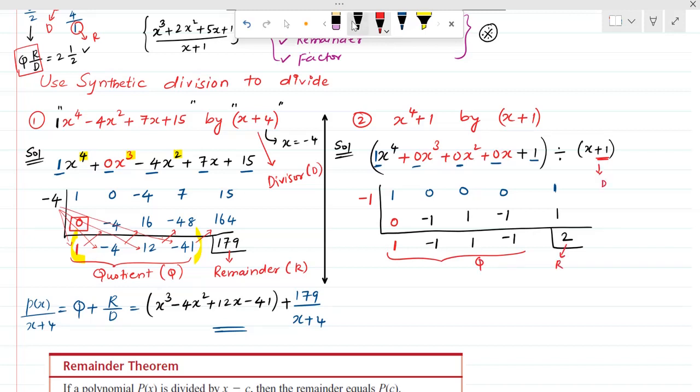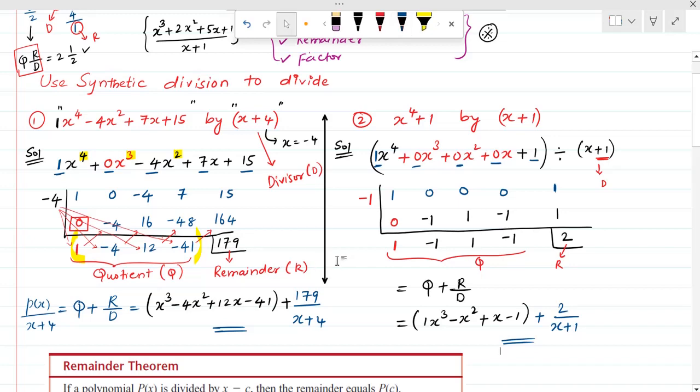So how will you write it? I write this as Q plus R over D. So what is Q? The Q starts with x power 4 reduced to x power 3. So it is 1x power 3 minus 1x square plus x minus 1. So this quotient is over. Now the next one, R. R is 2 over x plus 1. That's it. So this is synthetic division.